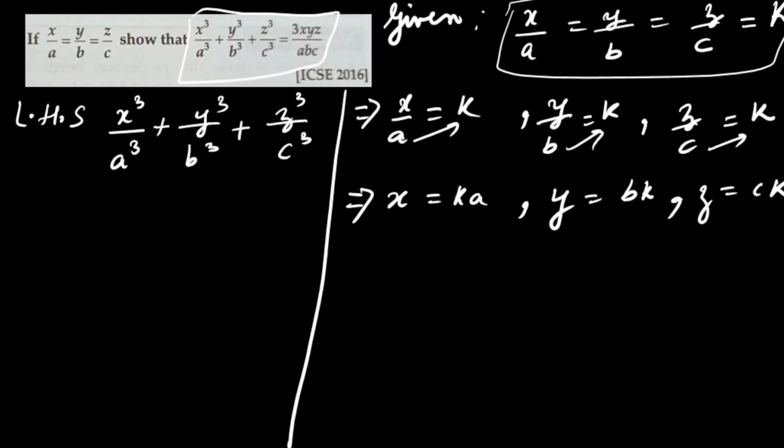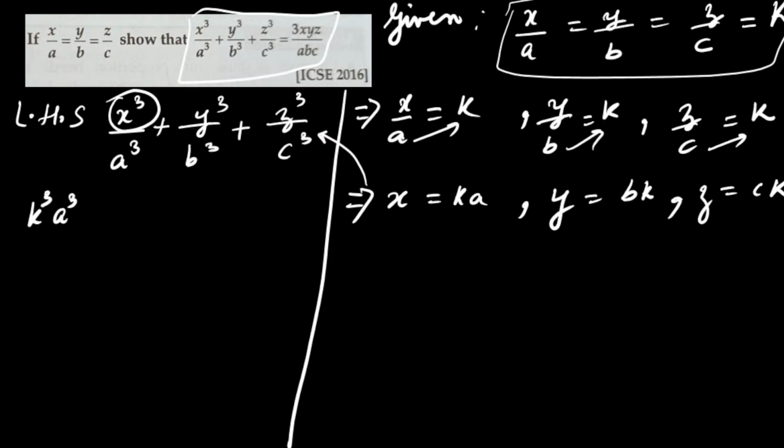Now I have got the values of these unknown variables in terms of k. x is equal to ka, y is equal to bk, z is equal to ck. Now these three unknown variables we have found with a common variable k. So we just have to substitute their values here. Let's say x cube. The x value is ka, so this will become ka whole cube, which is k cube a cube.